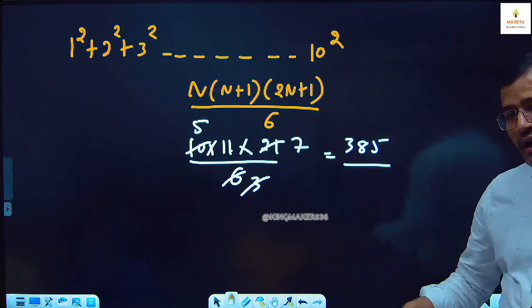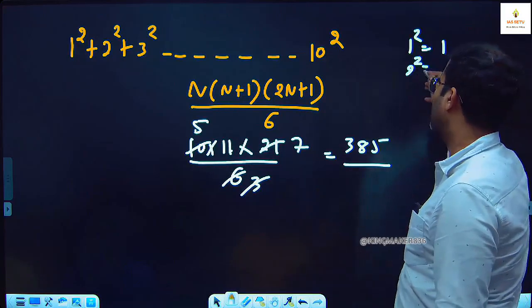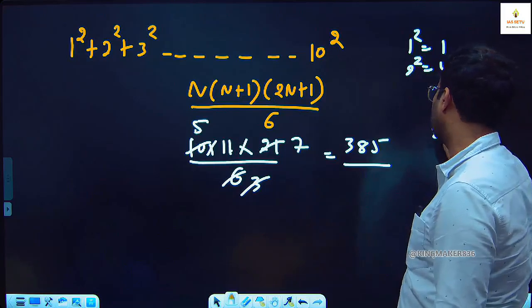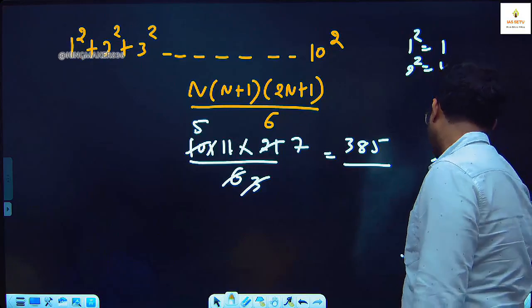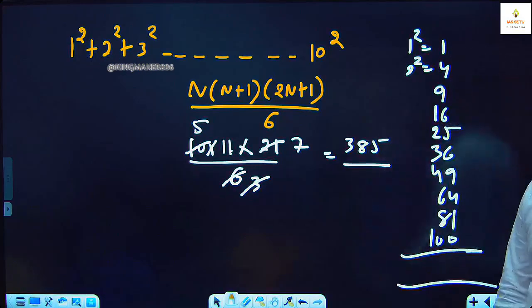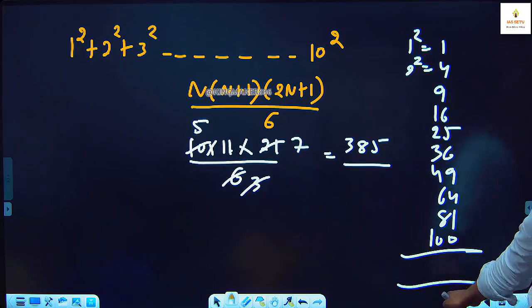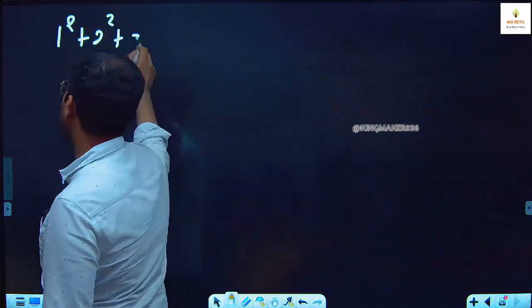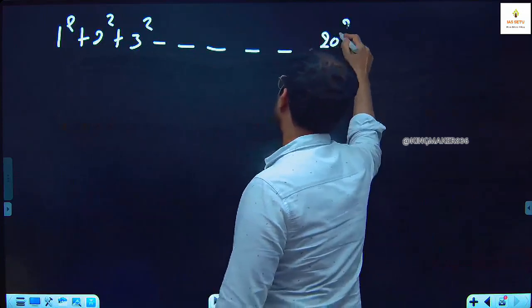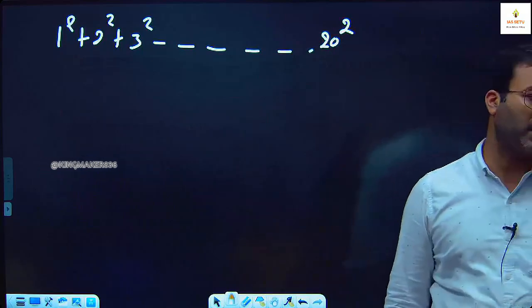This is a shortcut when you don't have to add squares. Otherwise, 1 square is 1, 2 square is 4, 9, 16, 25, 36, 49, 64, 81, 100. Manually if you add this it is more time consuming, but you will get the answer. If you want to do it you can, you are free to do. It's your choice. But my question to you is, what is 1 square plus 2 square plus 3 square up to 20 square? Okay, find the answer. Now see what you would like to do.